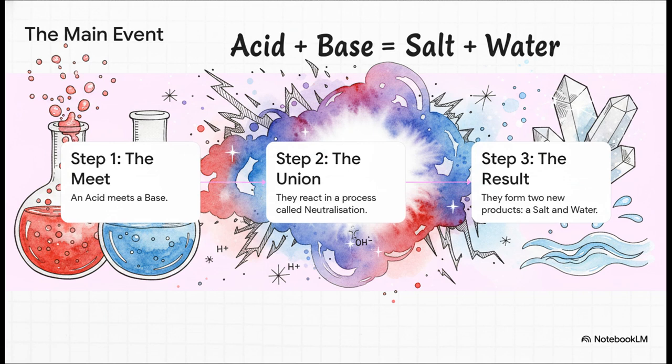Step 1, an acid meets a base. Step 2, they react in this process called neutralization. And step 3, what do they make? Two totally new things, a salt and water. That's the core equation to remember: acid plus base gives you salt plus water. This is like the main event, the big family reunion.